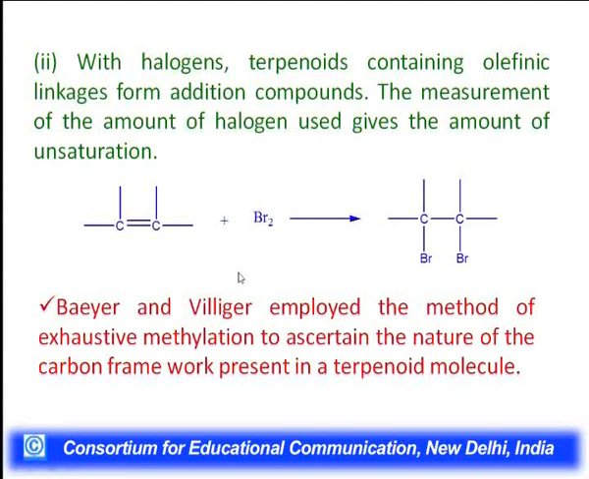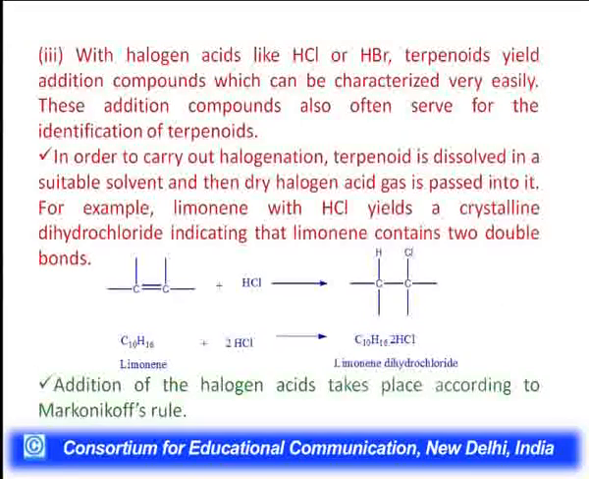Baeyer and Villiger, these are the two scientists who employed the method of exhaustive methylation to ascertain the nature of carbon framework present in the terpenoid molecule. With halogen acids like HCl or HBr, the terpenoids yield addition compounds which can be characterized very easily. These addition compounds also often serve for the identification of terpenoids.